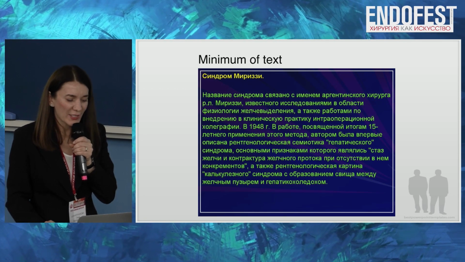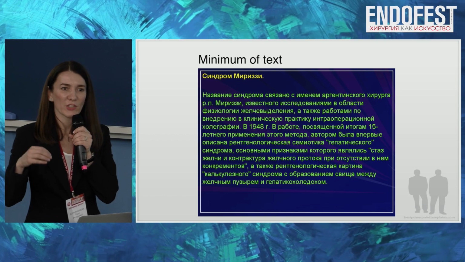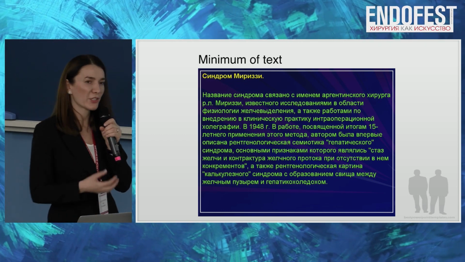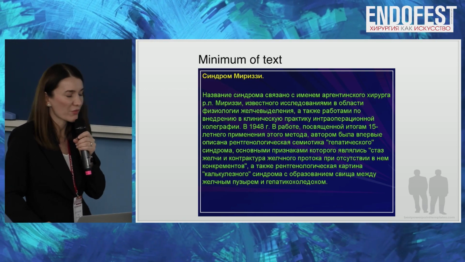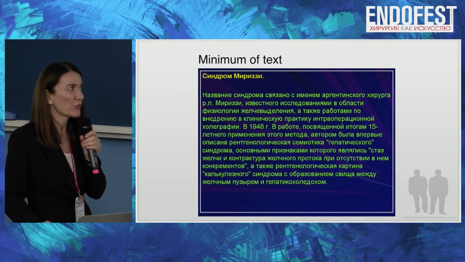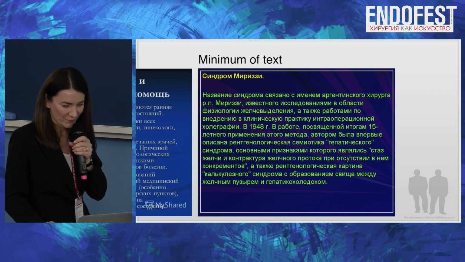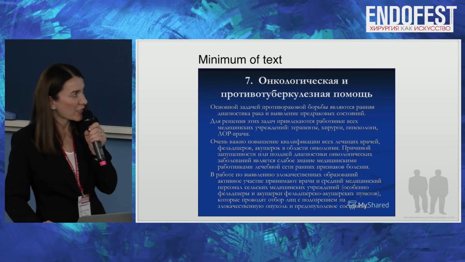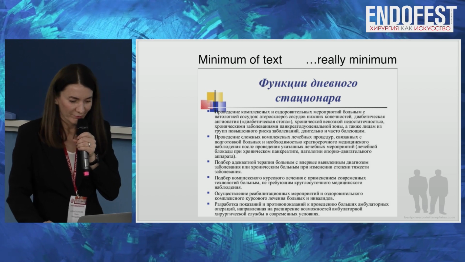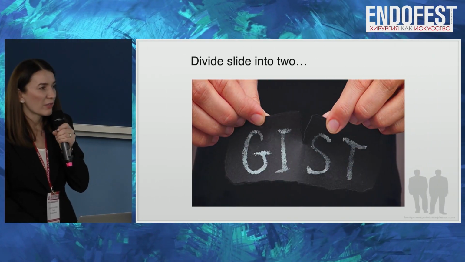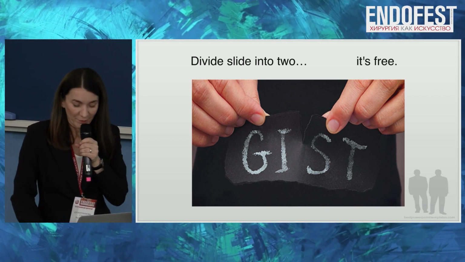So do not create a slidument. Slidument is a combination of the slide and a document. People do not want to read documents when they are attending a conference or a session. They want to get the important information from you, a message. So this is not a message. And this is a slide element too. Or this one. So if you have a lot of information, just divide the slide into 2. It's for free.